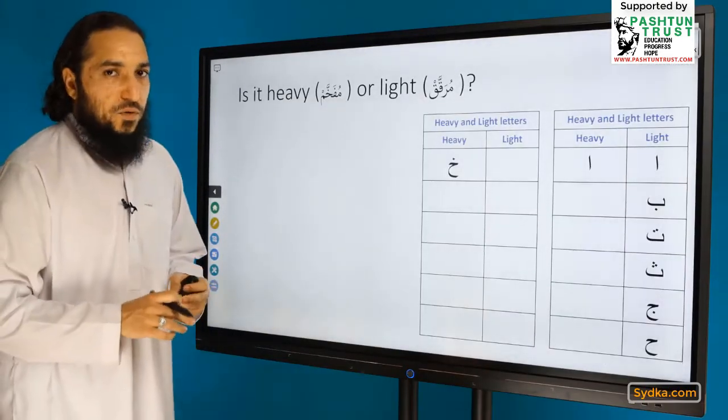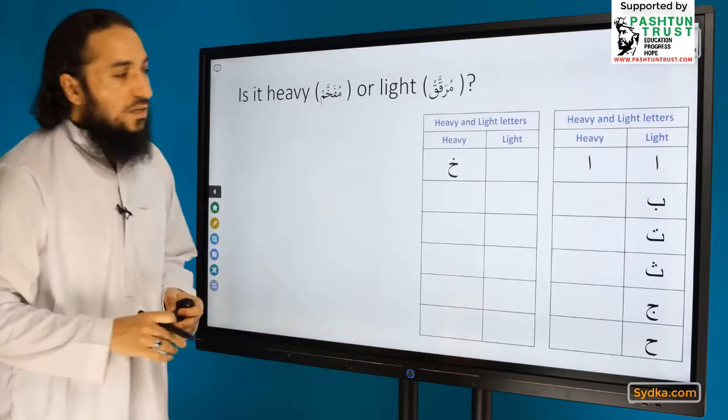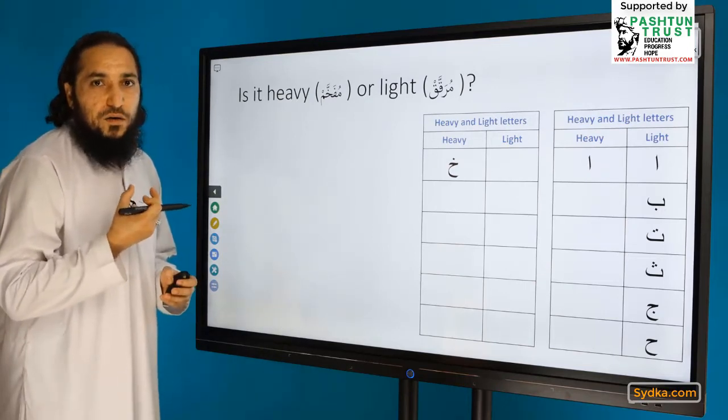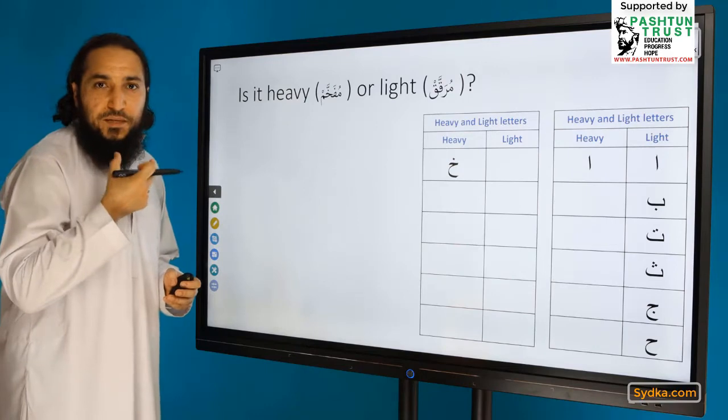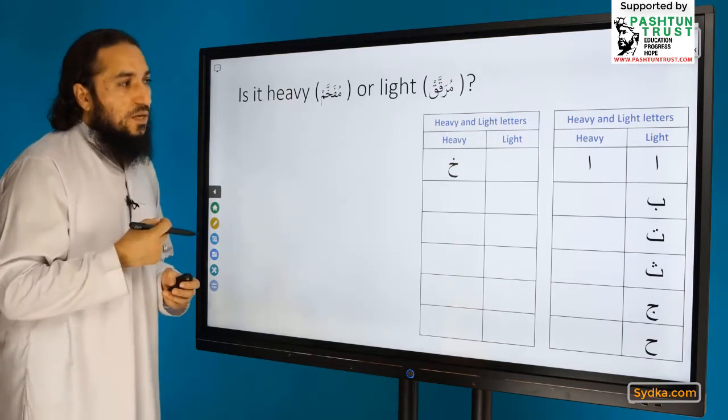Is it heavy or light? It is heavy. So that's the first heavy letter. So far we've been studying light letters. If you notice, when I am pronouncing it, Khaa, my mouth doesn't remain flat, so the sound Kh doesn't remain flat.